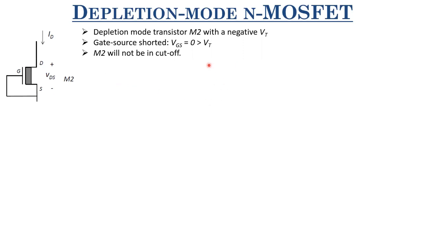If you look at the output characteristics of this configuration, it looks something like this. So we have ID and we have VDS. It follows a curve like this.